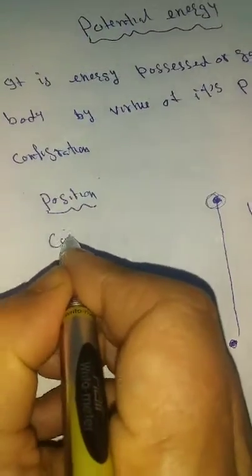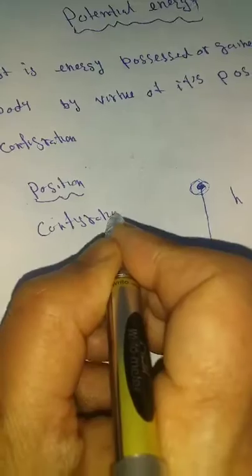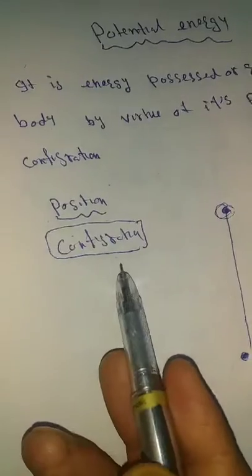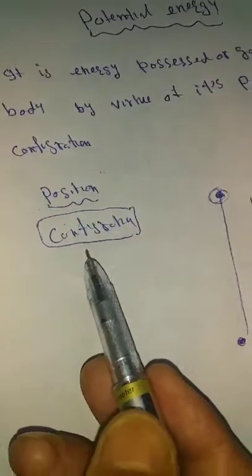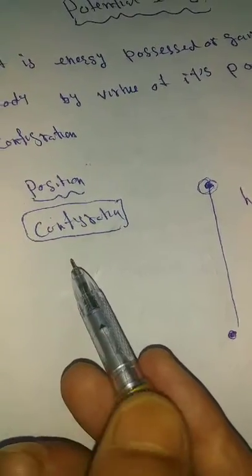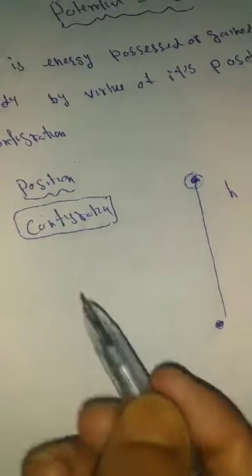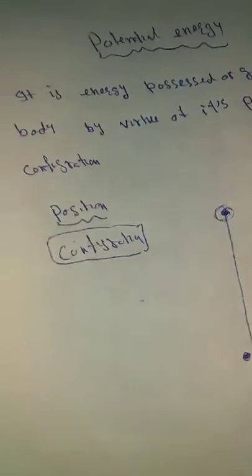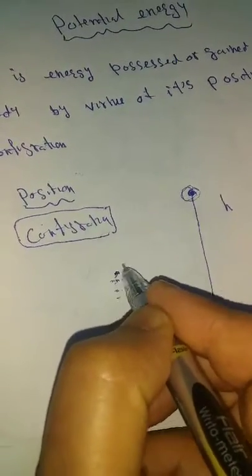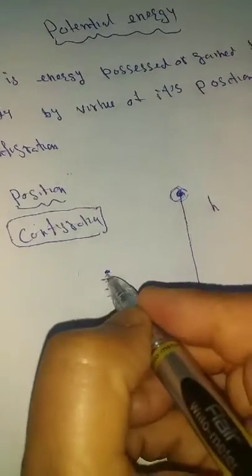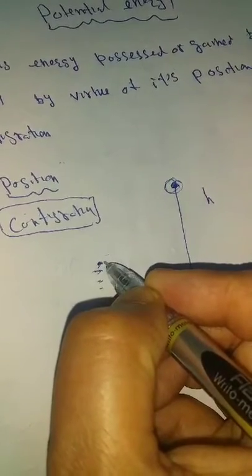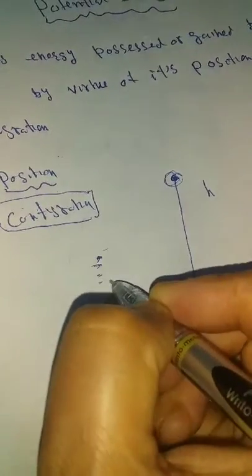दूसरी term इसमें configuration है. Configuration basically is the arrangement of the system, the arrangement of the molecules. This change in configuration is usually applied in springs. When we tighten the spring of a toy, the configuration of the molecules changes.